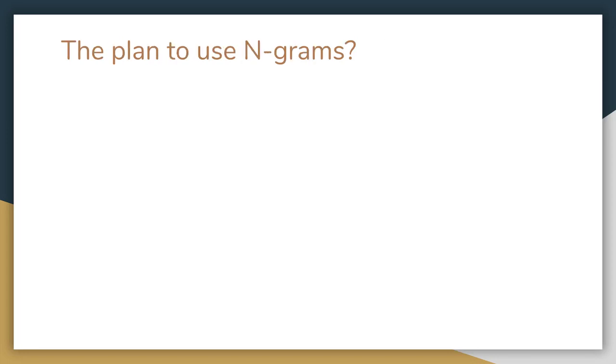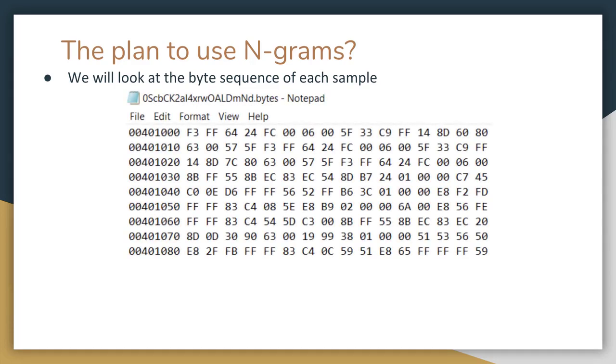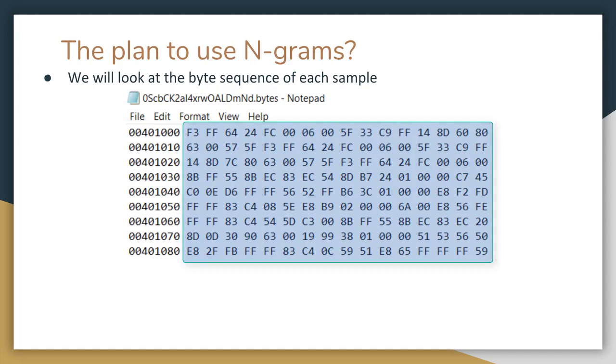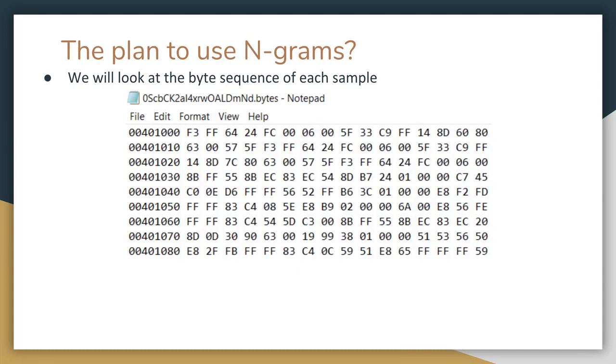Our plan is as follows. We're going to look at the byte sequence of each one of our samples. It's going to look something like this. This is a little snippet. You see here that on the very left, there is an address. We don't really care about that. And then there is a sequence of hex number pairs, F3, FF, 64, and so on. Those will be our words.